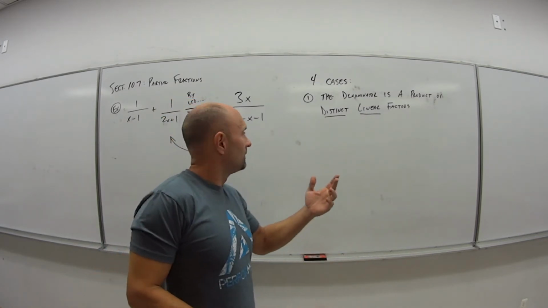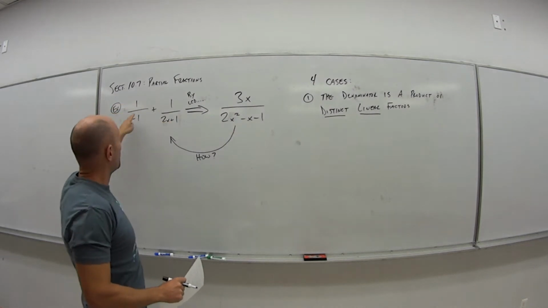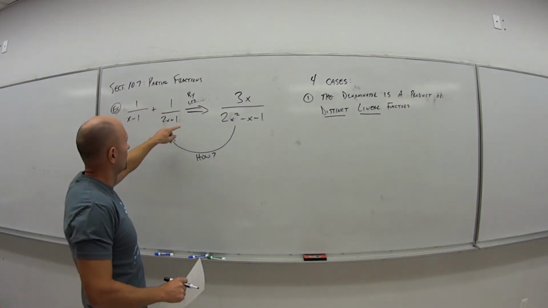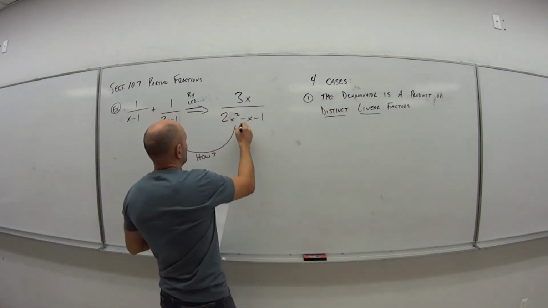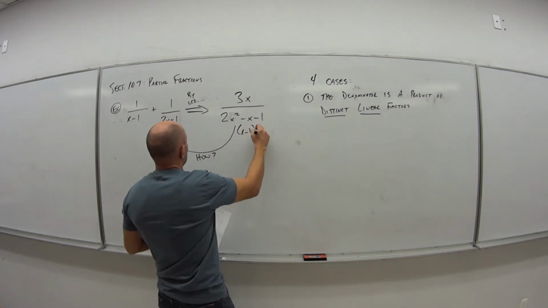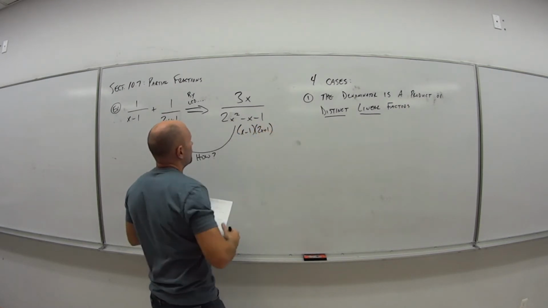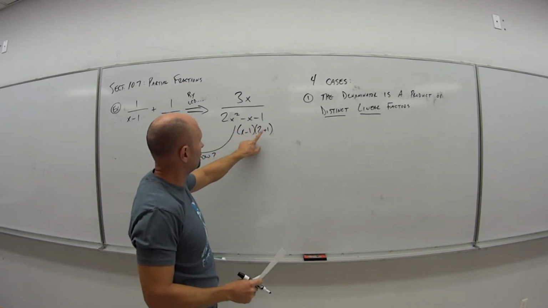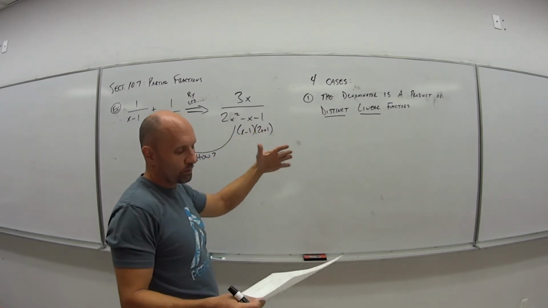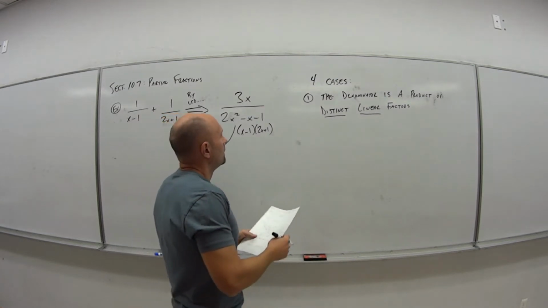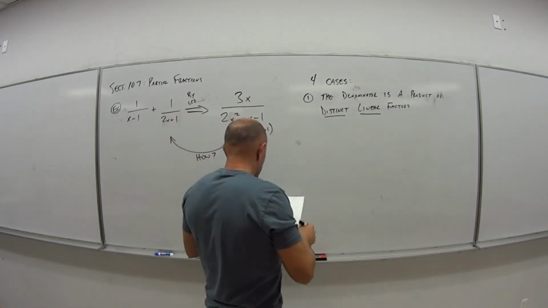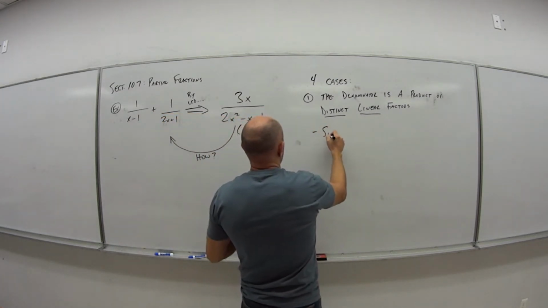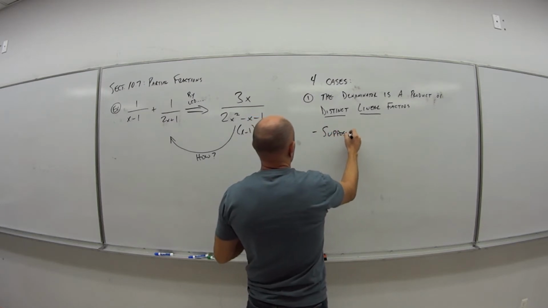So I might have, in this case, x minus 1 and 2x plus 1. That's what this is. If I factored it, it's x minus 1 and 2x plus 1. These are both linear, x to the first power, and they're different, or distinct. That's case 1, and this is how we go about solving these.